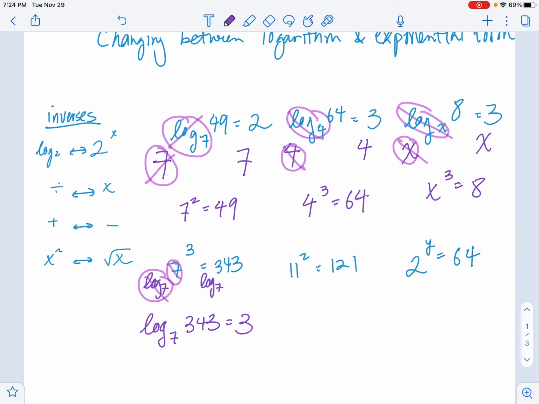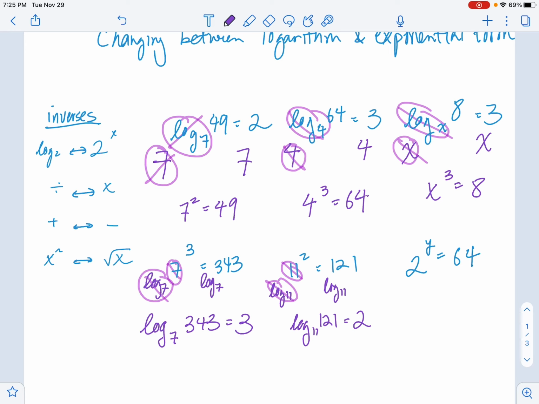Okay, next example, base 11. So 11 to the power of 2 equals 121. That should make sense. Now when I convert it, I'm going to do a log base 11 to both sides. Log base 11 and the exponential base 11 will cancel out, and we are left with log base 11 of 121 equals 2.